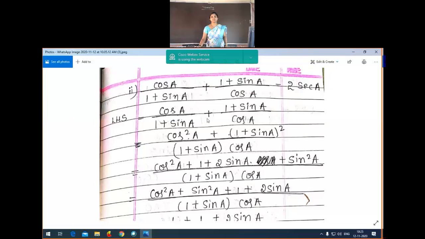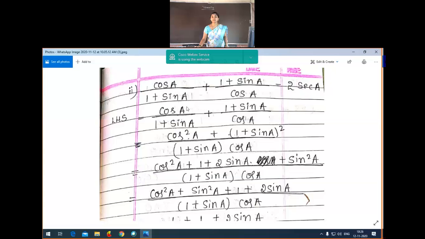Same LHS we started. Okay, now we have to take what? 2 sec A we need, the secant A relationship. So don't substitute cos relation, sin relationship and all. Let us start the problem with this only by taking the LCM. What is the LCM? 1 plus sin A into cos A, no? Then 1 plus sin A into cos A is the LCM.